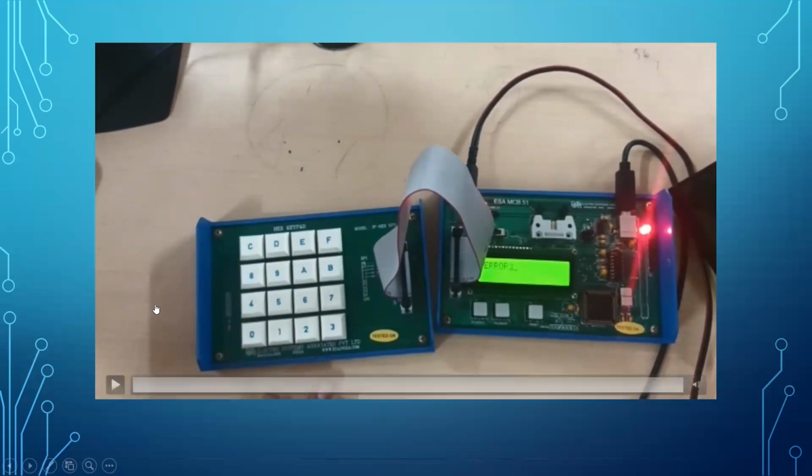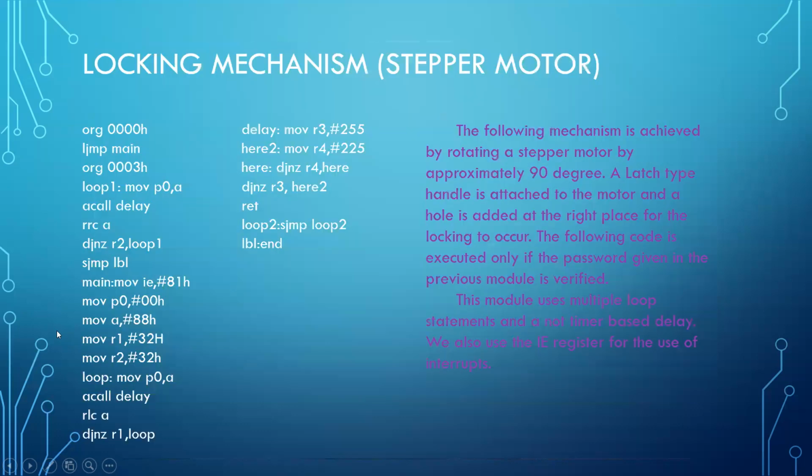Once the password verification is successful in this module, only then will the other modules of our project become active. So the next module of our project is the locking mechanism, which uses a stepper motor. This is the code implementation, and what this code does is rotate the stepper motor by 90 degrees.